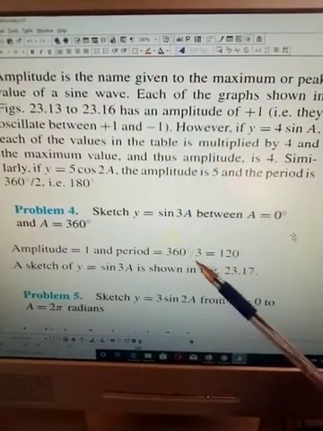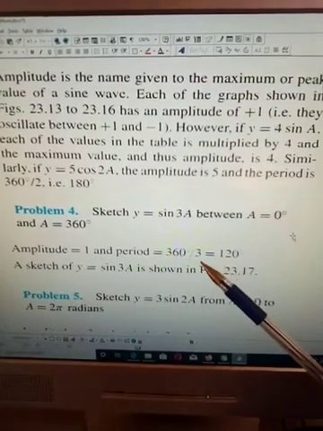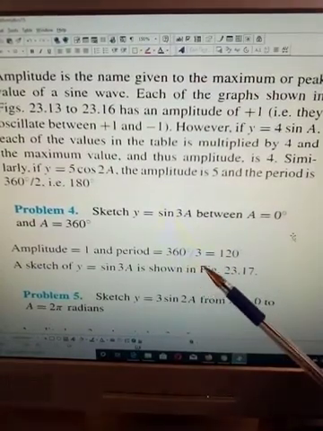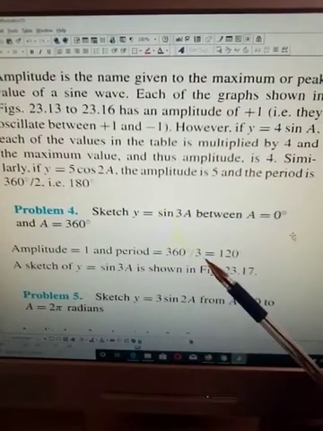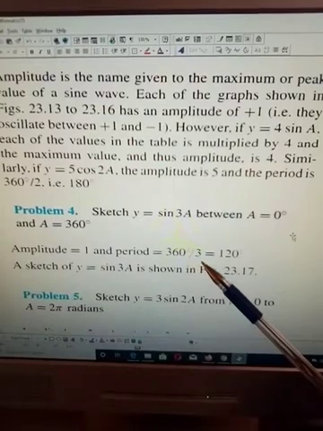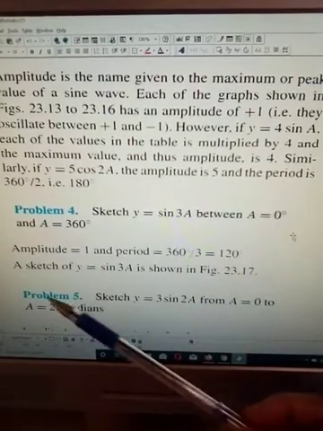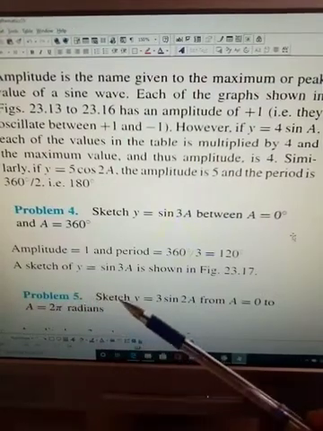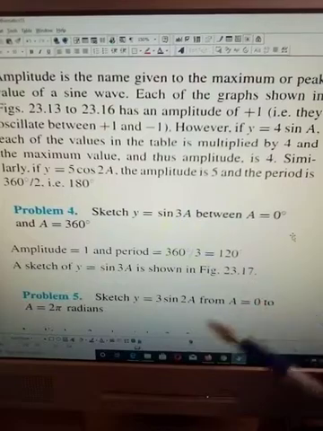Now again, you can consider this as a three-phase motor which will have its coils 120 degrees out of phase with each other. Or it could be a generator which will still have the same 120 degrees phase shift between each coil. A sketch of y equals sine 3a is shown in figure 23.17.